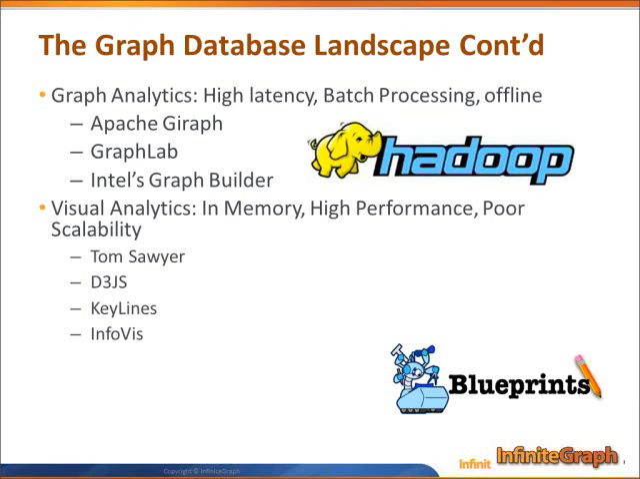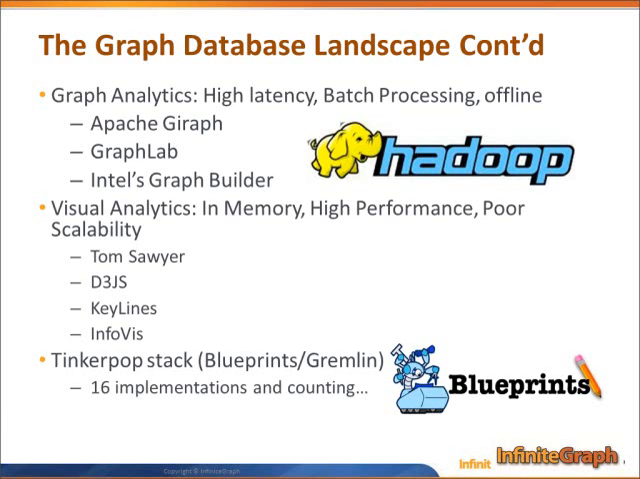And then you have visual analytics. These are just a few that I thought of. D3 is a really popular open source. Keylines and Tom Sawyer both commercial. InfoViz is also open source. And then, of course, you have some technology built on top of different backends, different graph database implementations. So if you've ever heard of Blueprints or Gremlin, that's a backend. It uses different graph database technologies in the backend. And so you have implementations on top of those.